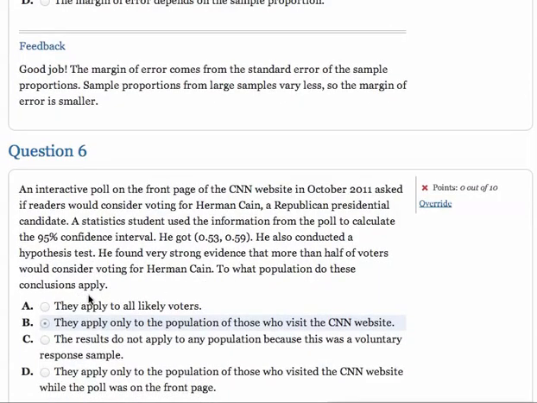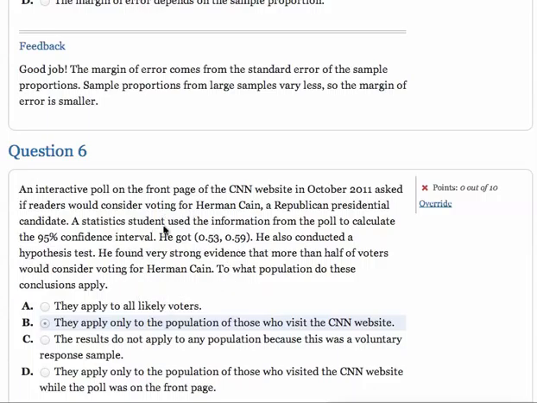Number 6, let's see, what's the issue here? We're asked, what's the population? Okay, so we did an interactive poll on the front page of the CNN website in October and asked the readers if they would consider voting for Herman Cain. So the problem is that this is a voluntary response sample, right? It's an interactive poll on the front page of the CNN website. So you go to the website and you see the poll and you decide for yourself whether or not you're going to participate. So the sample's not random.